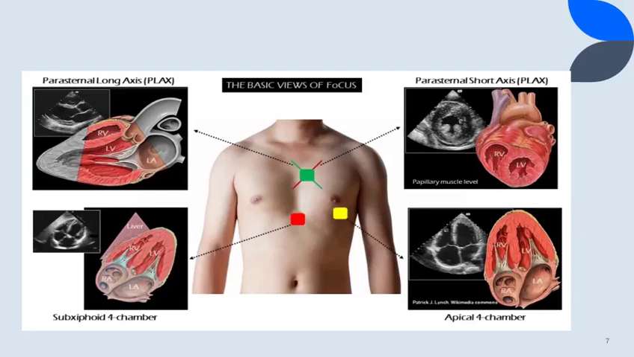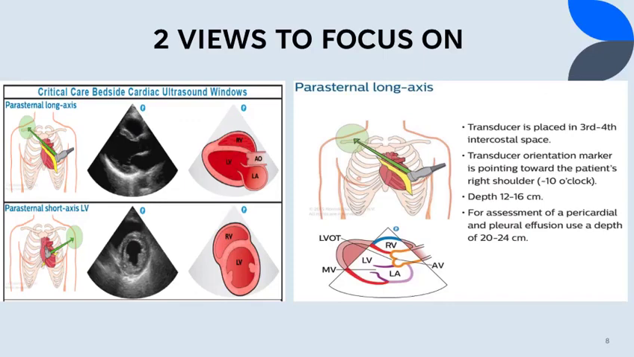These are the two important views for your focused assessment thoracic echocardiography. With the parasternal long axis view, you basically place your transducer probe on the third to fourth intercostal space on the patient's left side, making sure that the probe marker is facing towards the right. You'll then get to appreciate structures which include the right ventricle, left atrium, and your aortic outlet.